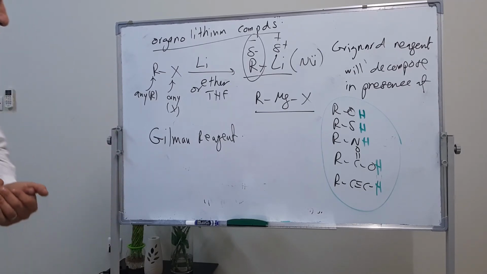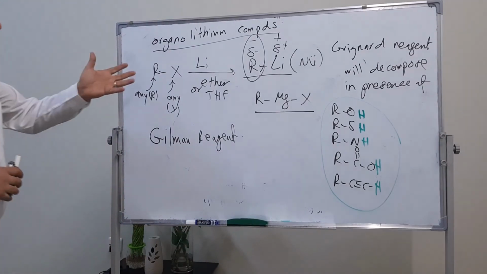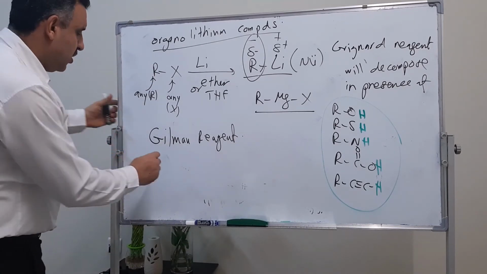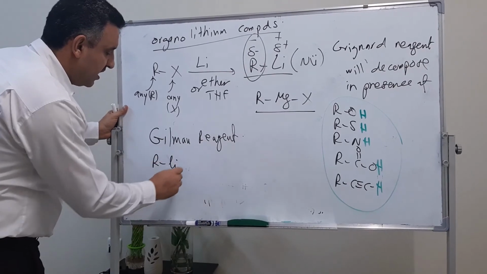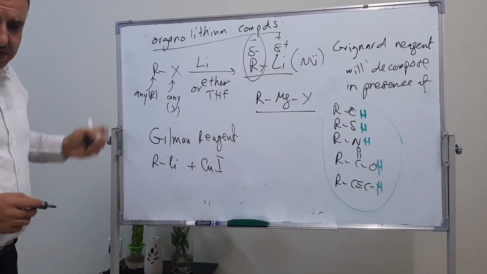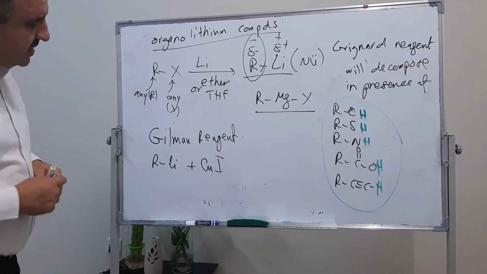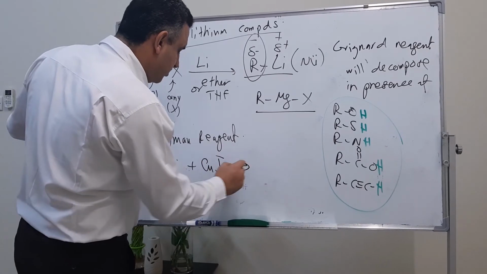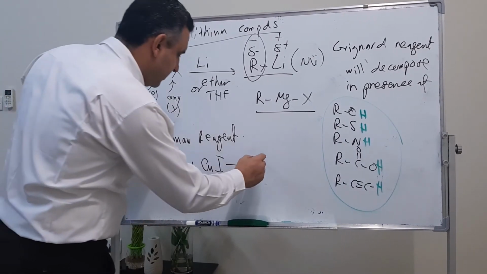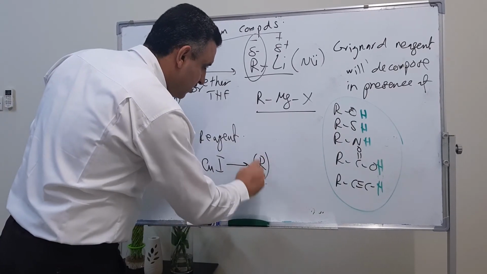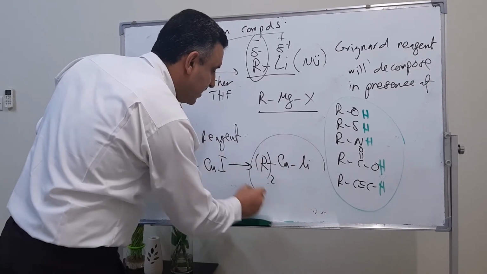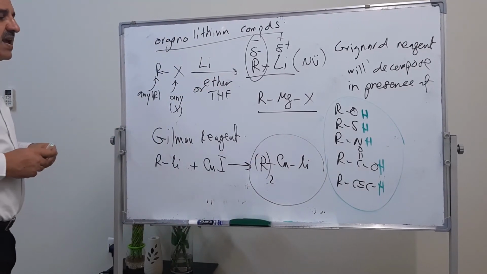No, doctor. Okay. Now, one use of the organolithium is that we can take the R lithium and allow it to react with cuprous iodide, right? And then what we are going to get is a new organometallic compound, which is simply R2 attached to copper and then attached to lithium. This reagent we call the Gilman reagent.